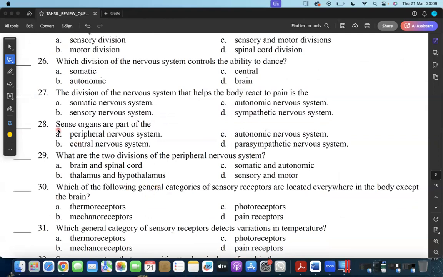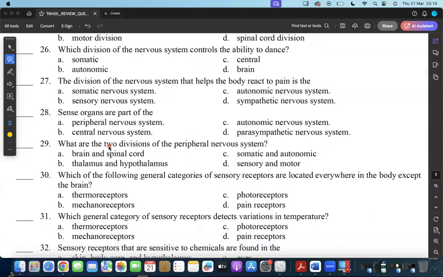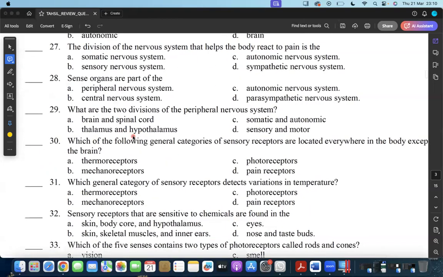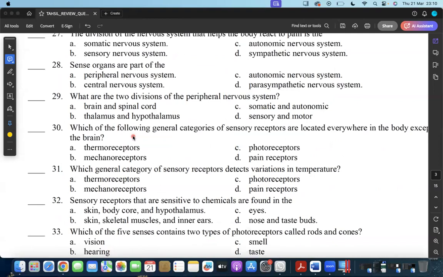Question number 28 says, sense organs are part of which nervous system? The nervous system is divided into two, the central nervous system and the peripheral. So the central nervous system is not it. The autonomic nervous system is not. The sense organs, all of them, cannot be autonomic. They cannot be the parasympathetic nervous system. So it is the peripheral nervous system that the sense organs are part of.